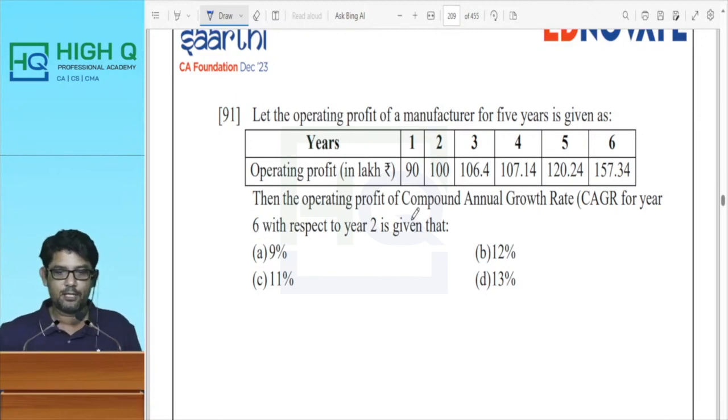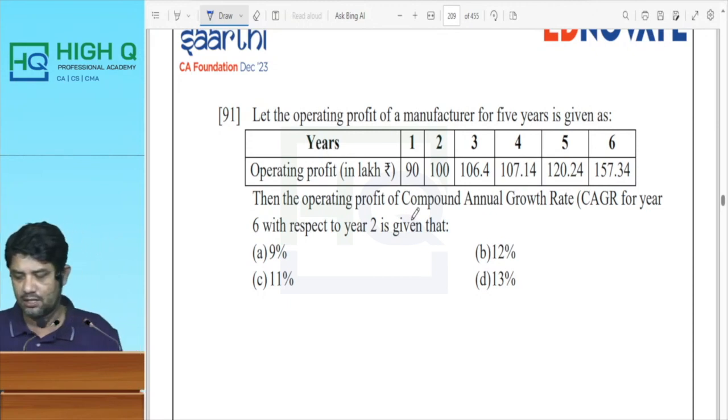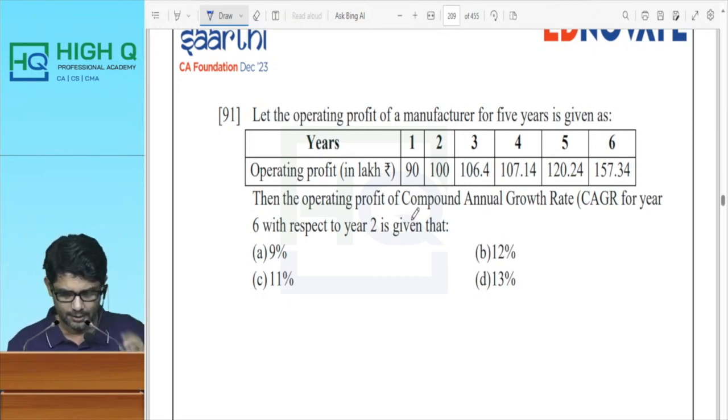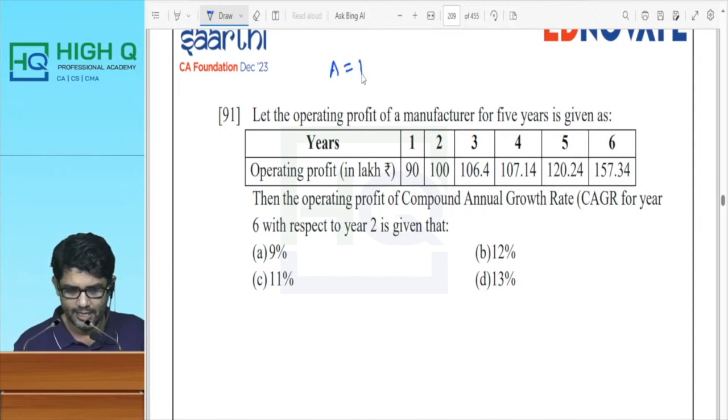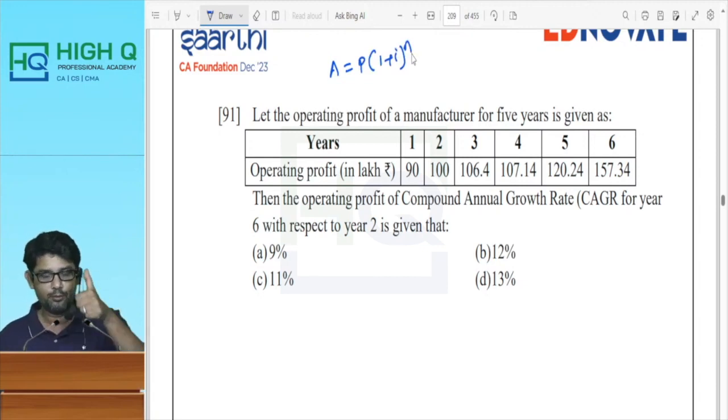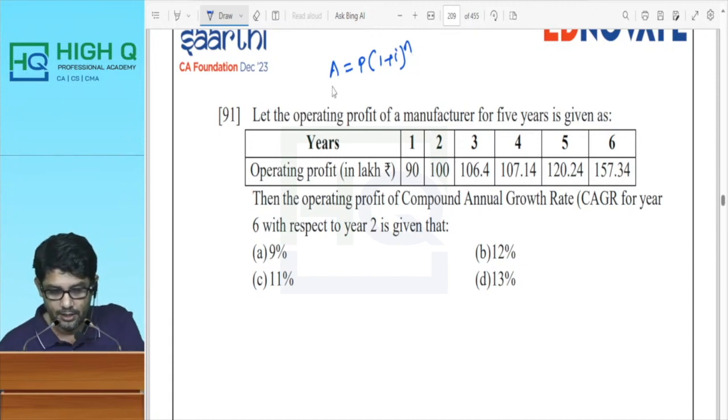First of all, let me explain what is meant by CAGR. Many of them are confusing it, as if CAGR is a difficult concept. Nothing, my dear. Look at this. You know the formula A is equal to P into 1 plus I whole power n. Listen here, after I explain this sum, once you understand, you need to show me thumbs up, okay? Everyone knows the formula A is equal to P into 1 plus I whole power n. Am I right, my dear?